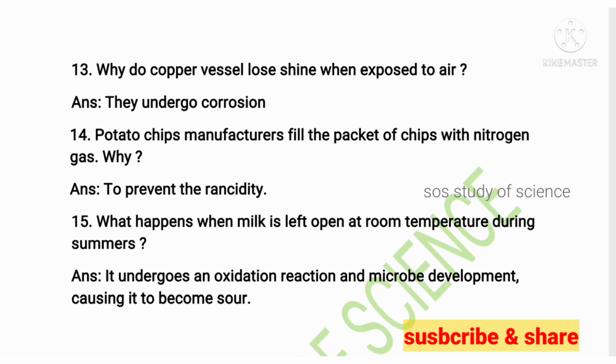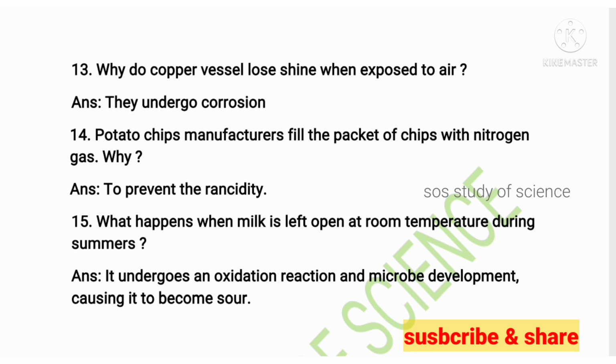Very simple, dear students, you have to know this. What happens in corrosion? The metals are attacked by substances like moisture, acids, air, etc. As a result, the metal surface gets damaged. That is what we call corrosion.